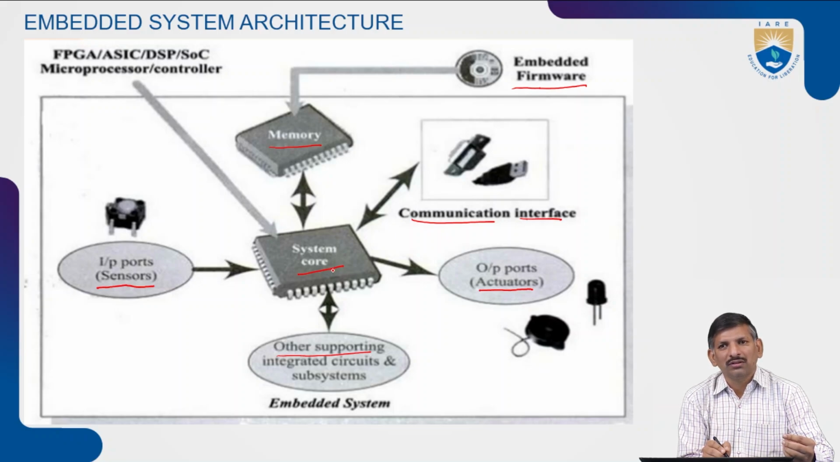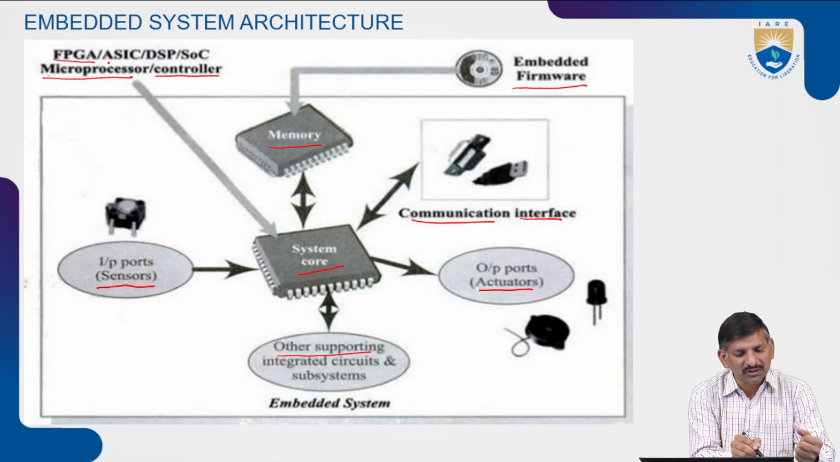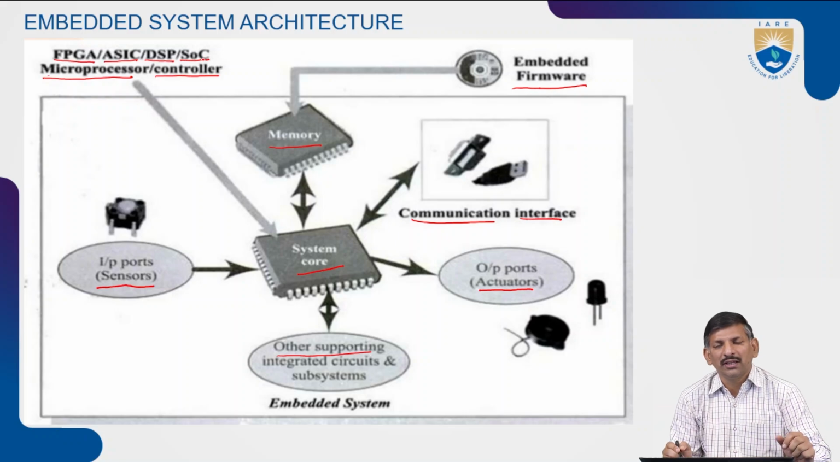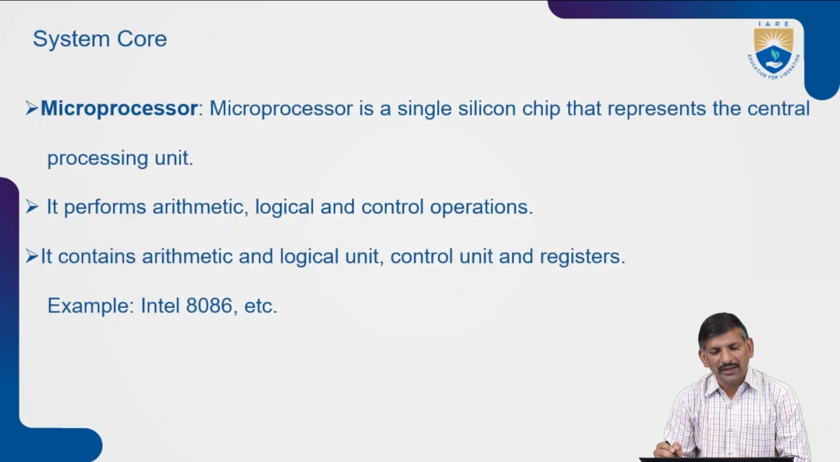The system core is used for executing the instructions. The core components may be microprocessors, microcontrollers, field programmable gate arrays, application specific integrated circuits, digital signal processors, or systems on chip. Any one or a few of these components we can use in our design. Specifically in this session, we are going to discuss the microprocessor.